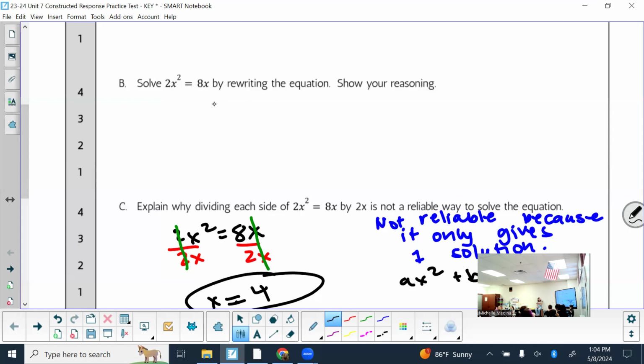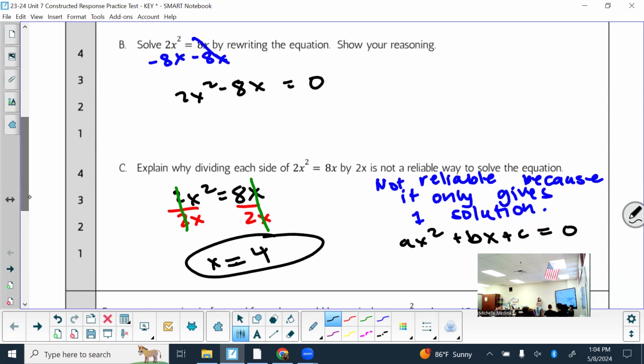When it says solve it by rewriting it, how do I rewrite it? How do I make this side equal to 0? Subtract 8x, whatever I do on one side of the equal sign. So then I have 2x squared minus 8x equals 0. You could do quadratic formula, but again, I just said by rewriting.